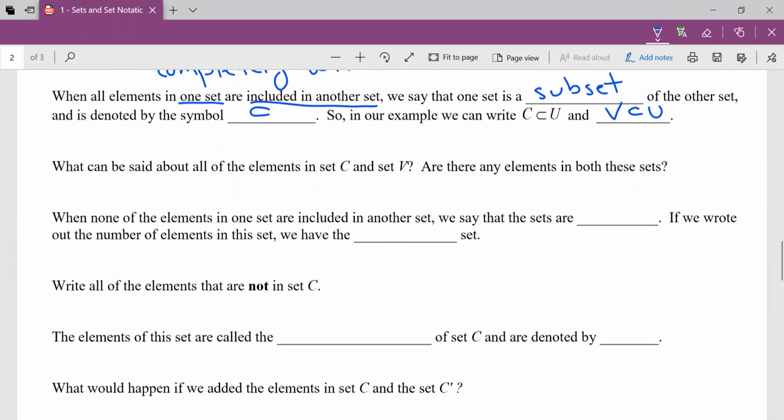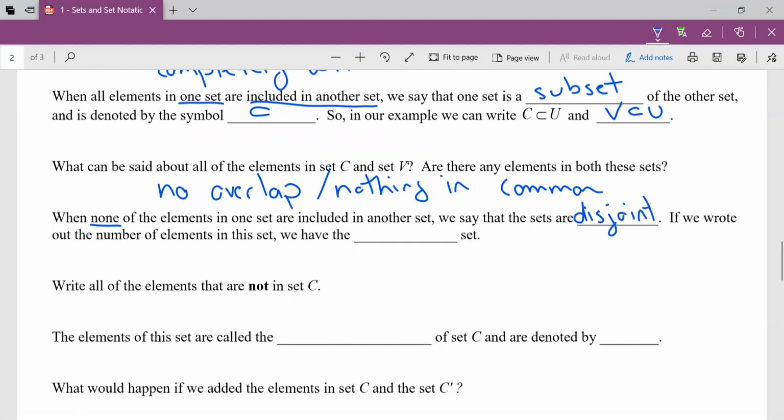What can be said about all the elements in set C and set V? Are there any elements in both of these? Well, no, they're consonants and vowels, so they have no overlap. They don't have anything in common. Right? I'm either a consonant or a vowel. I'm not both. So this is a specific type of case. When none of the elements in one set are included in the other, we say that these sets are disjoint, meaning they're completely separate from each other.